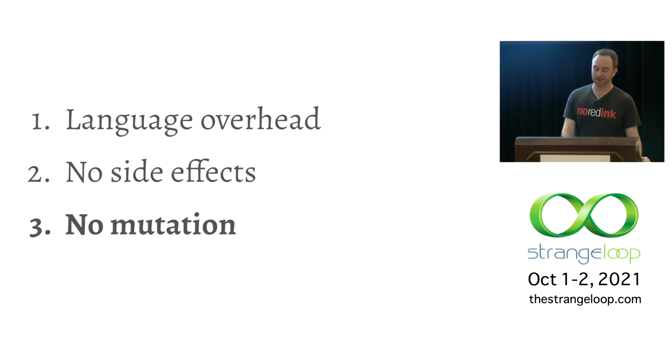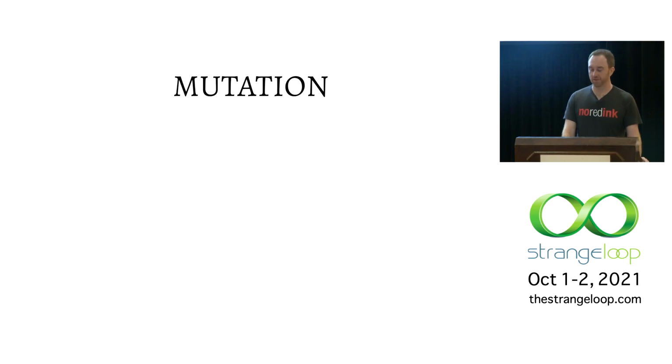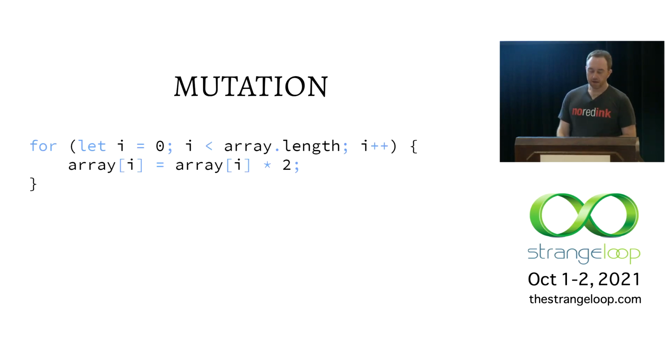This is sort of the big one. This is the big downside of pure functional programming, is that this makes performance optimization in some scenarios a lot harder. So let's just compare a mutation and non-mutation version of something to get an idea for why this might be. So here is an imperative for loop. We're saying let i equals 0, i is less than array.length, i++, and then inside the body of the for loop, basically what we're doing is we're saying every element of this array, we're just going to double it right there in place.